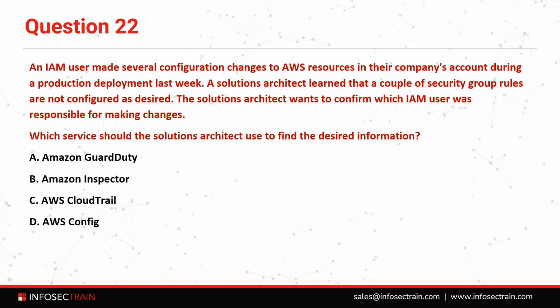The question says that an IAM user made several configuration changes to the respective AWS resources in their company account during a production deployment last week. A solution architect learned that a couple of security group rules are not configured as desired. So they get to know that the security rules are not configured as desired. The solution architect wants to confirm which IAM user was responsible for making the changes. So it means that some unauthorized changes have taken place, and now you want to investigate it. Which service should the solution architect use to find the desired information?